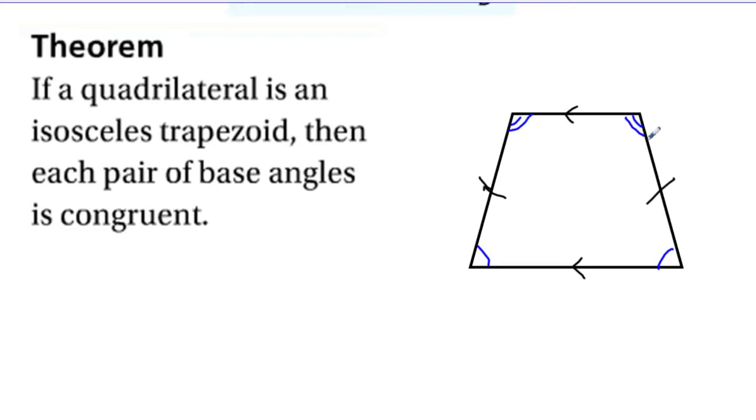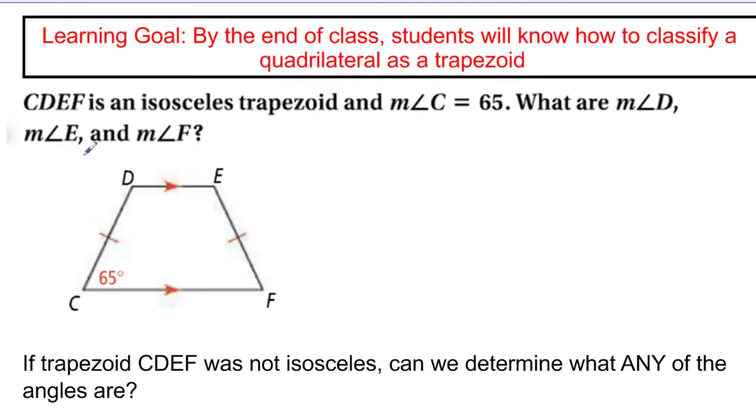Okay. The top and the bottom, not necessarily equal. In fact, they won't be equal to each other, right? But definitely the two angles that share a base, which we call a pair of base angles, will be congruent to each other, okay? So if we put this into application, we'll see a problem that looks like this.